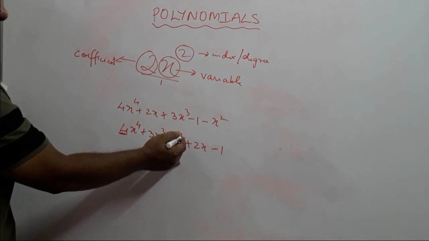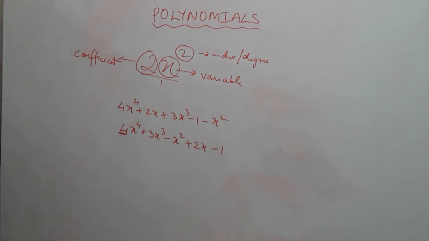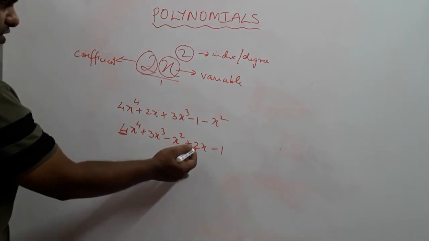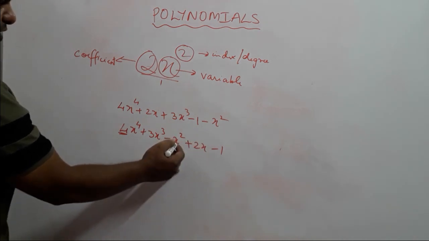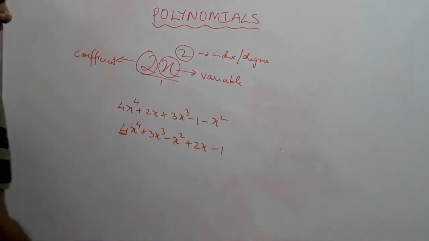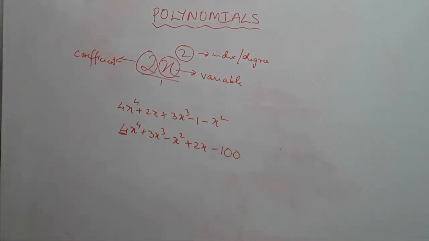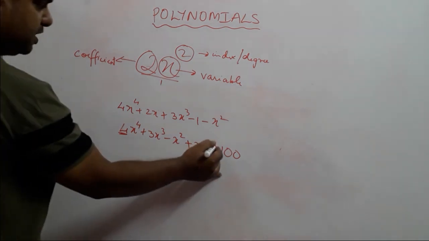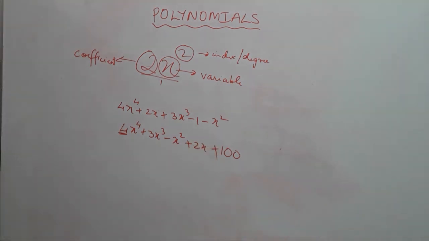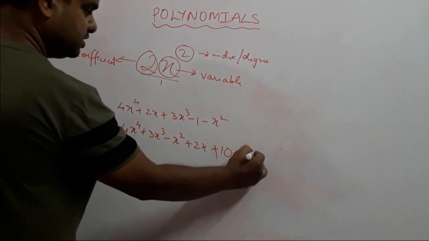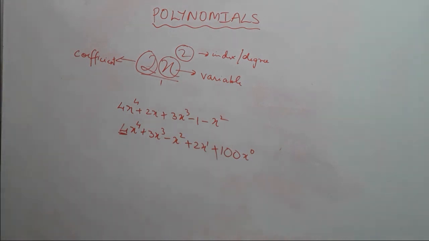If the degree is higher, then it comes first. Here the degree was 1, but the coefficient was 2. Yet it came after this because the degree was just 1. Here the degree is 0, so it didn't matter. Even if this was 100, it would still be last. And even if I made it plus, it would still be last because the degree is 0. This is like saying x raised to 0, x raised to 1, like that. So this is how you arrange a polynomial.